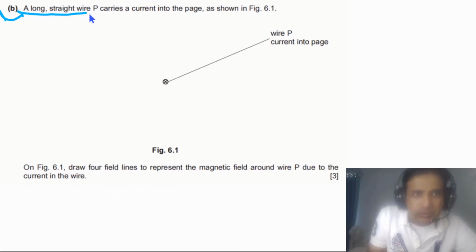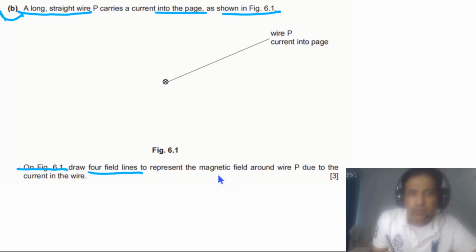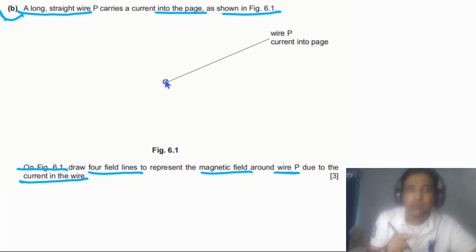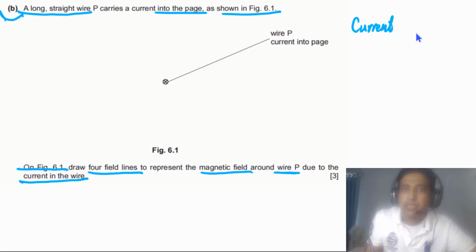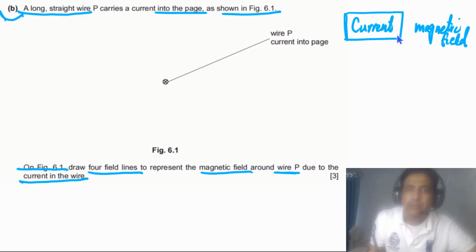Part B says a long straight wire P carries a current into the page as shown in figure 6.1. On figure 6.1, draw 4 field lines to represent the magnetic field around wire P due to current in the wire. So first thing we need to understand, this current is into the page. We have current and we need to find out the direction of magnetic field. So we have one quantity and we need to find out the direction of another quantity.